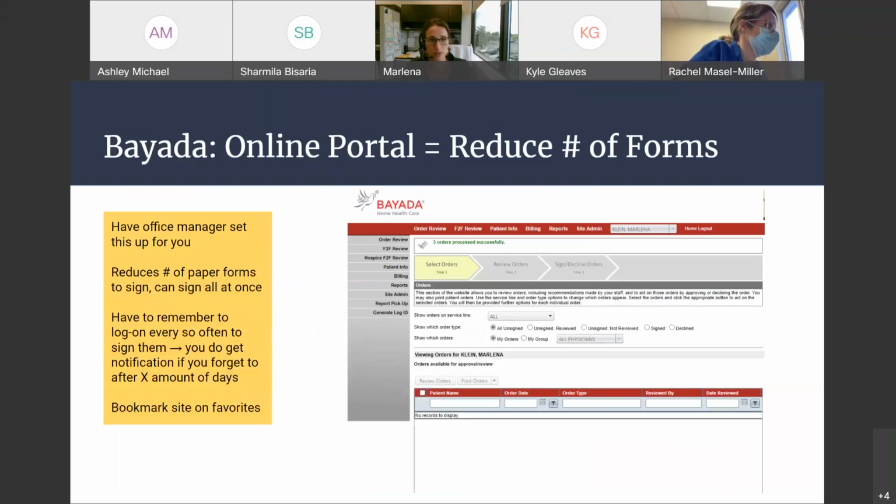This is something I learned recently: Bayada, which you will sign a lot of forms from, home health, PT, stuff like that, has an online portal. The reason I like this is it reduces the amount of forms I have to actually sign. What you can do is you log onto the website with the login they give you. You can sign all your orders at once after typing in your password. So I just bookmark it on my favorites, and I had my office manager set this up for me, which is nice. I wish all of them did that.